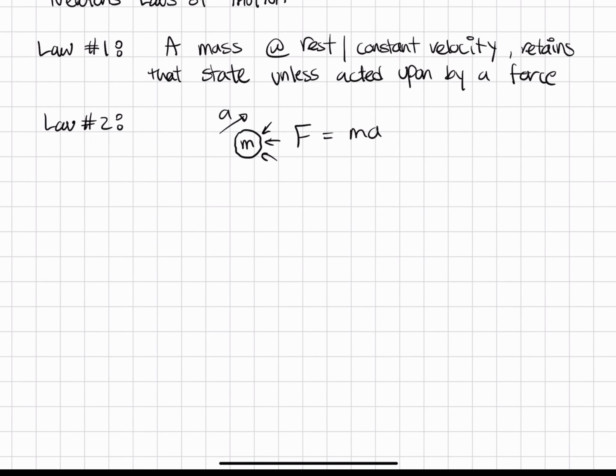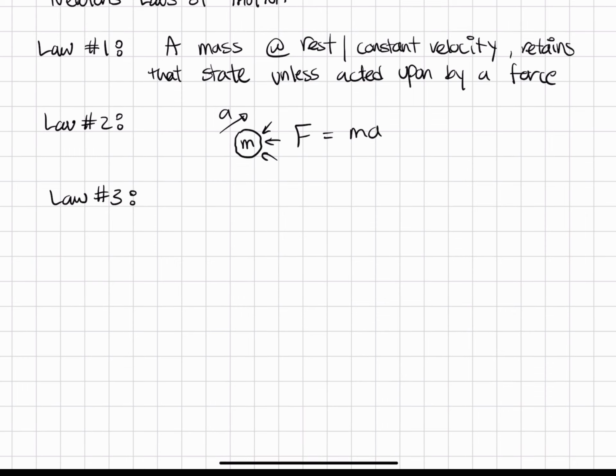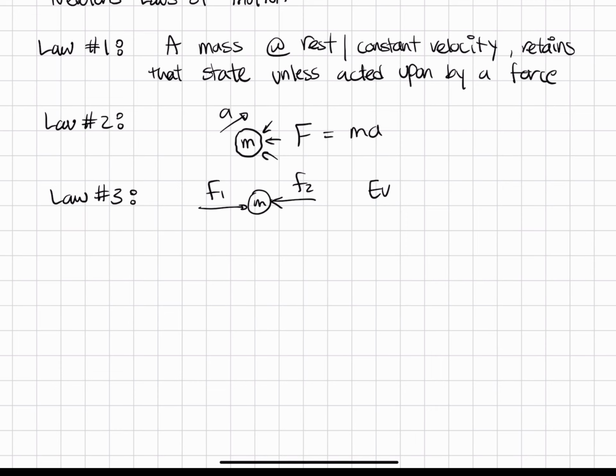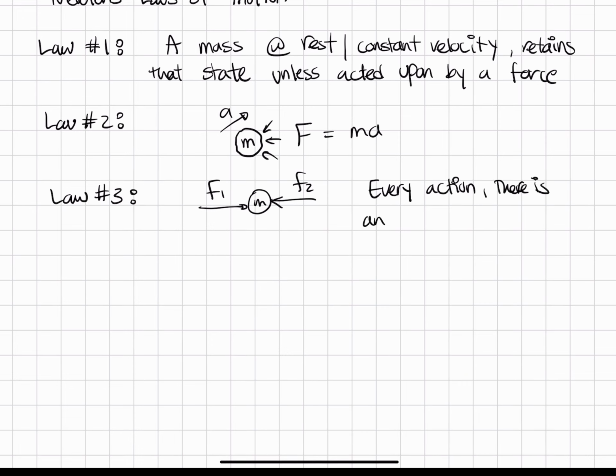For law 3, I feel like it's the most commonly known. It's that for every action, there is an equal and opposite reaction. So if I'm looking at a mass again, and I have forces F1 and F2 being applied on this mass, they tend to be of equal magnitude and of opposite direction. So we can write this down as well. For every action, there is an equal and opposite reaction.